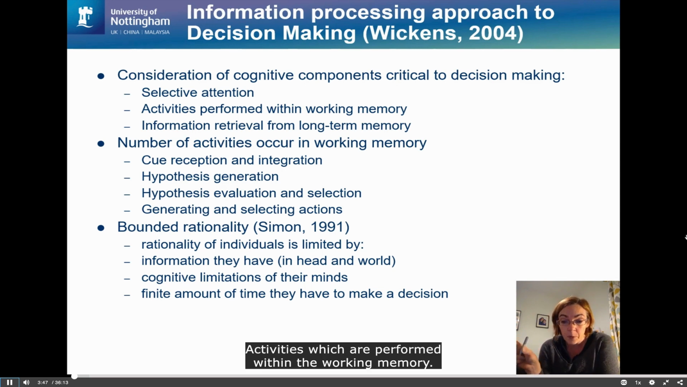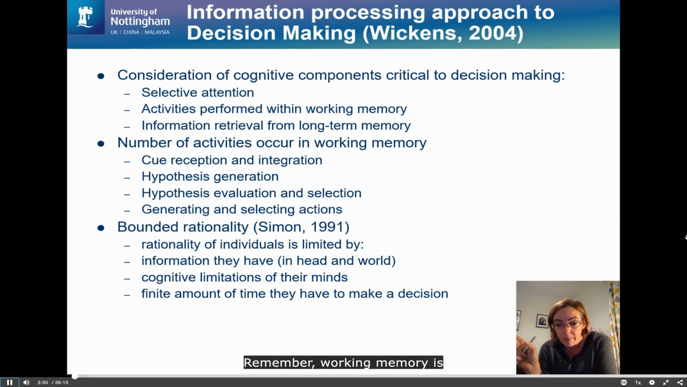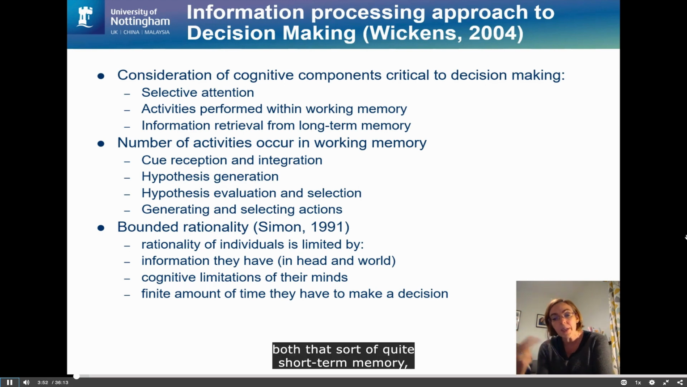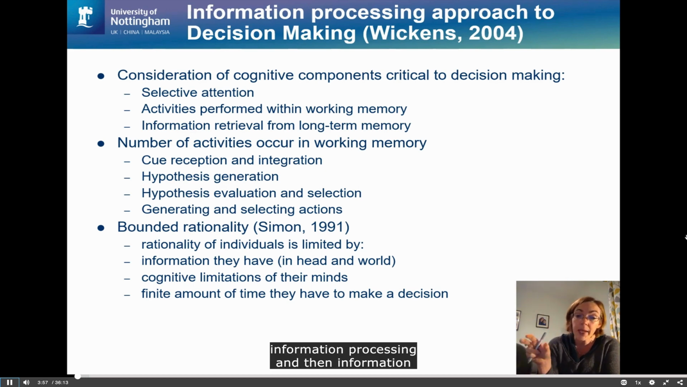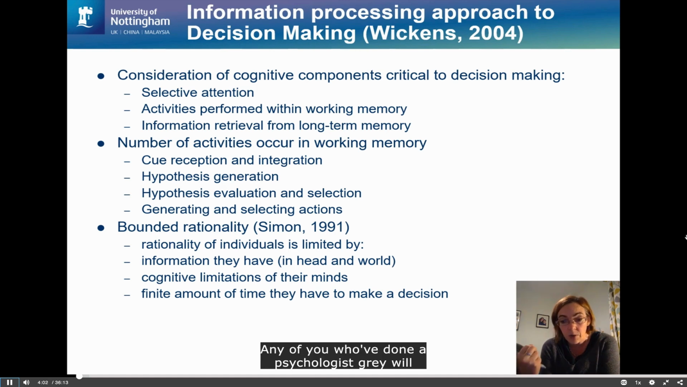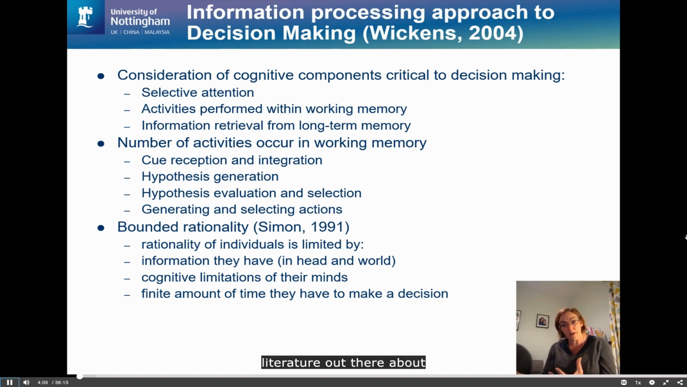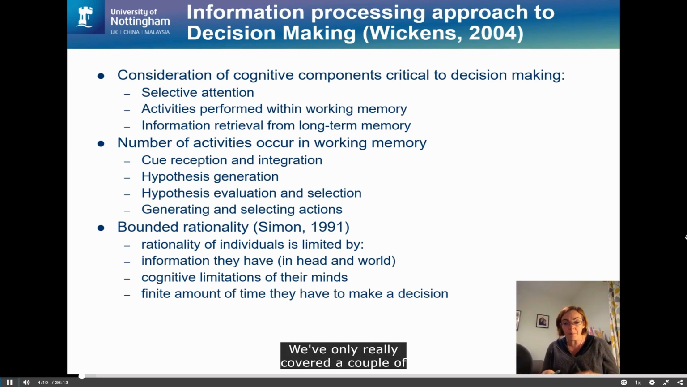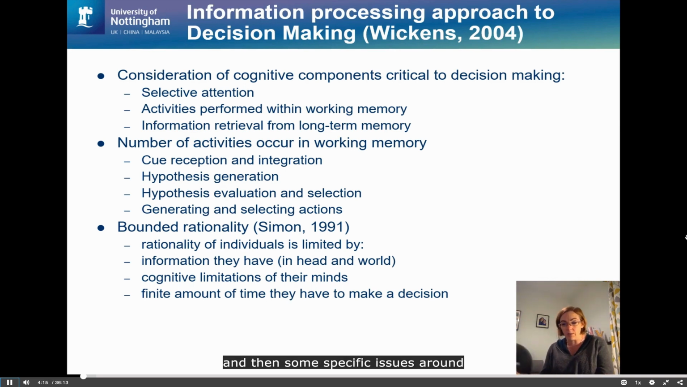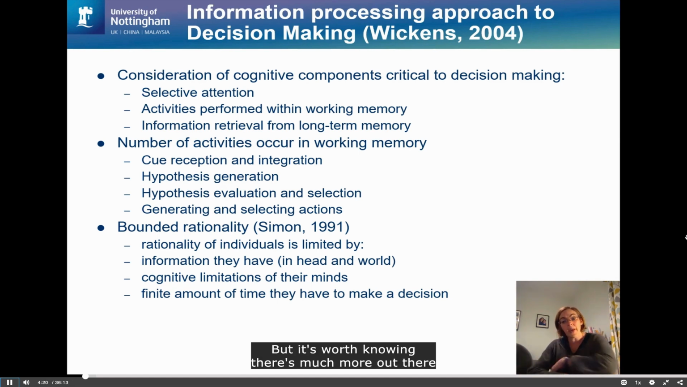Activities which are performed within the working memory. Remember, working memory is both that sort of quite short-term memory, quite short turnaround, but also includes some elements of information processing. And then information being retrieved from long-term memory. Any of you who've done a psychology degree will know there's an awful lot of literature out there about the way in which long-term memory works. We've only really covered a couple of elements around declarative and procedural memory, and then some specific issues around particularly eyewitness testimony and flashbulb memory. But it's worth knowing there's much more out there in terms of long-term memory as well.